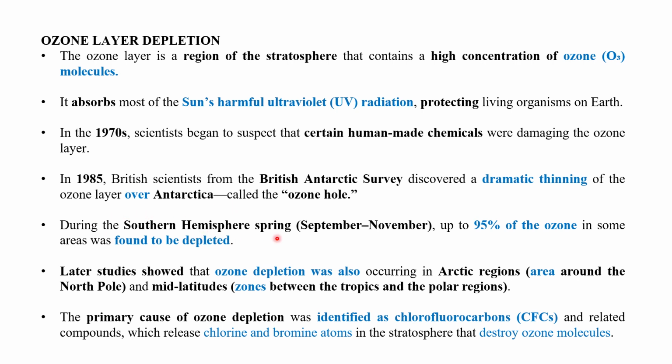During the southern hemisphere spring, September to November, up to 95% of ozone in some areas was found to be depleted. Later studies showed that ozone depletion was also occurring in the Arctic region, that means the area around the North Pole, and mid-latitudes, the zones between the tropics and the polar regions. The primary cause of ozone depletion was identified as chlorofluorocarbon gases and other related compounds, which release chlorine and bromine atoms in the stratosphere and destroy the ozone molecules.